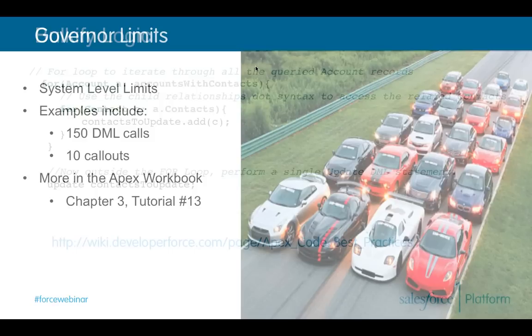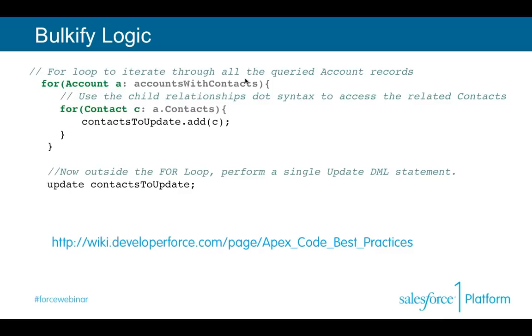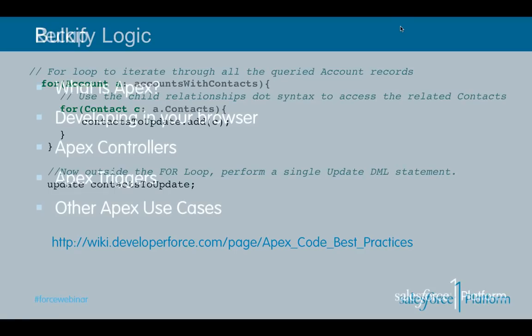In the Apex workbook that I'm going to have a link towards at the end here, we actually have a whole chapter on this, Chapter 3, Tutorial 13. And let me just give you a very brief look at how governor limits affect our code. If we're going to do a DML statement, in this case, this update contacts to update, I want to make sure that I'm doing that DML statement outside of any loops, any iterations that I'm doing through my logic. Because if I put that DML statement inside that loop, it's going to be hit for every record that's in that loop. So if I have 1, it's going to be hit once. If I have 10,000, it's going to be hit 10,000 times. I'm going to bust out those governor limits.